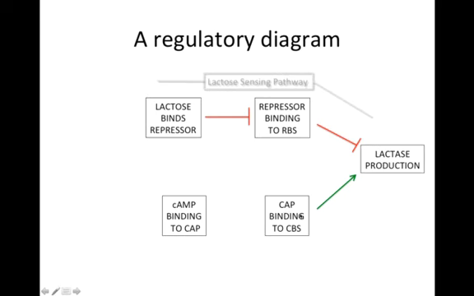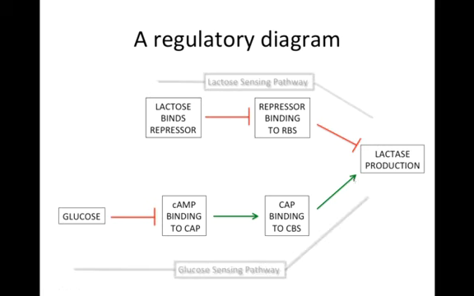Okay, so the next step, what determines whether the CAP protein binds to the CBS, is whether cyclic AMP binds to CAP. And again, this is a positive arrow. When cyclic AMP binds to CAP, that stimulates CAP binding to CBS, which stimulates lactase production. Okay, so now we've got two steps in our regulatory diagram on the bottom here. And then our final is glucose. And again, when glucose is present, this is going to block the production of cyclic AMP, and therefore block cyclic AMP binding to CAP, and on down the line. Okay, so now we have our whole diagram for the glucose sensing pathway.